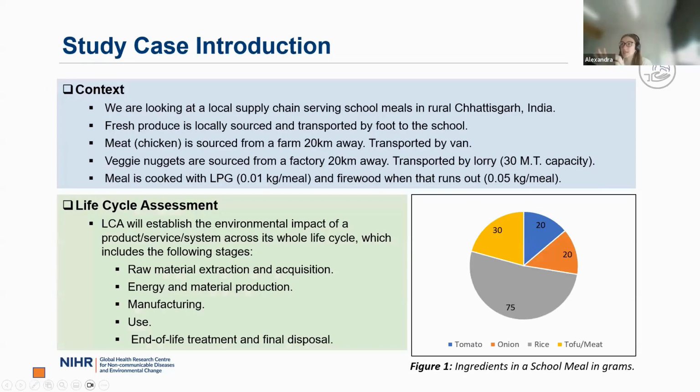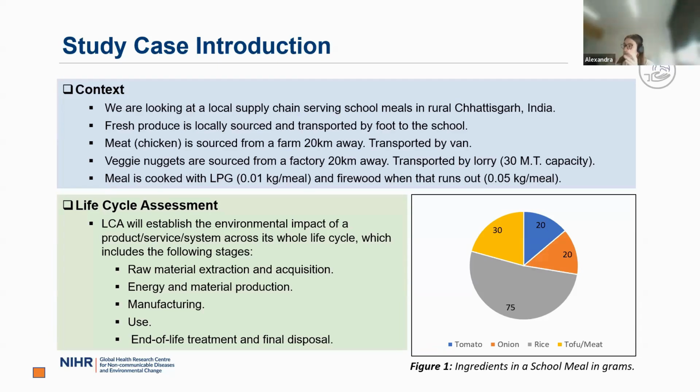So the context is we will be looking at two meals within a school, in this case in rural Chhattisgarh, India. The reason we picked this is that it is one of our sites, but in this case the location is not as relevant since we're doing a very simplified version. There will be two plates. On the bottom right, you can see what will be more or less the makeup of this plate. It will be a plate that mostly consists of rice, 75 grams. Then onion and tomato will be the vegetables, 20 grams of each.